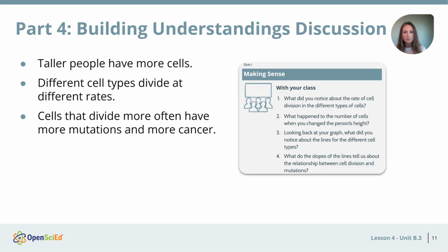After completing the questions on the handout and gathering class data from the simulation, students make sense of the simulation through a building understandings discussion.